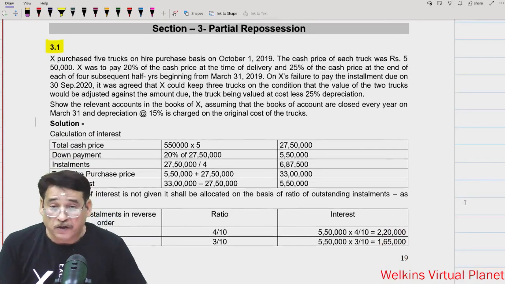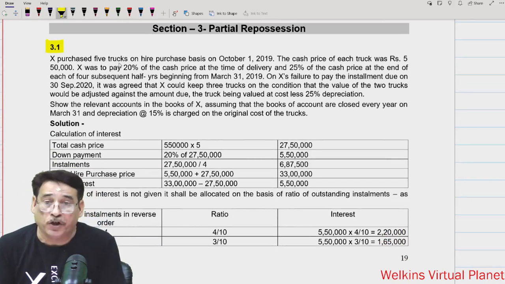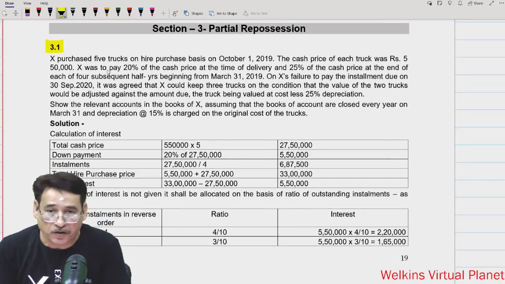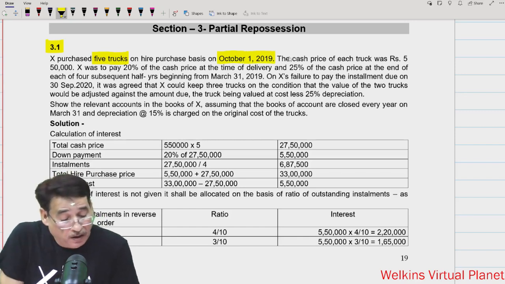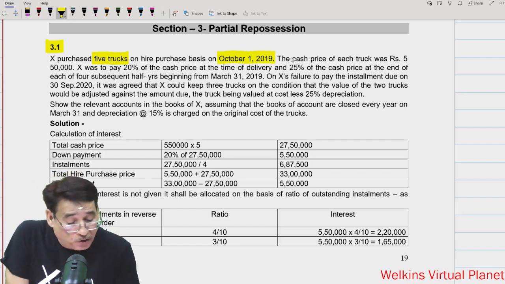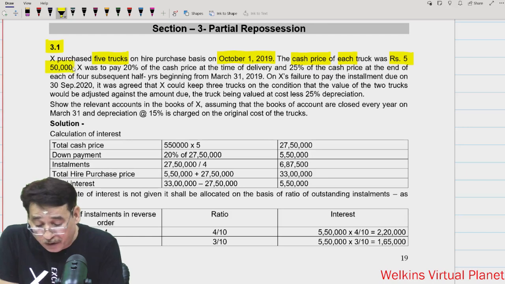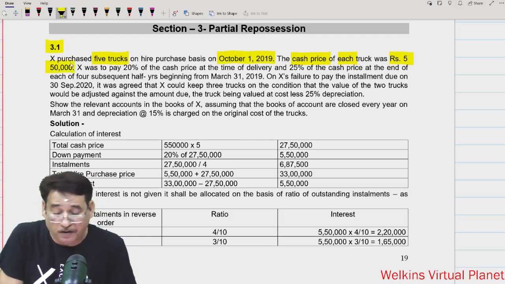X, and it's a strong question. X purchased 5 trucks, correct? How many trucks X has purchased? 5 trucks on higher purchase basis on 1st of October 2019. The cash price of each truck is ₹5,50,000. This is 5,50,000, correct?